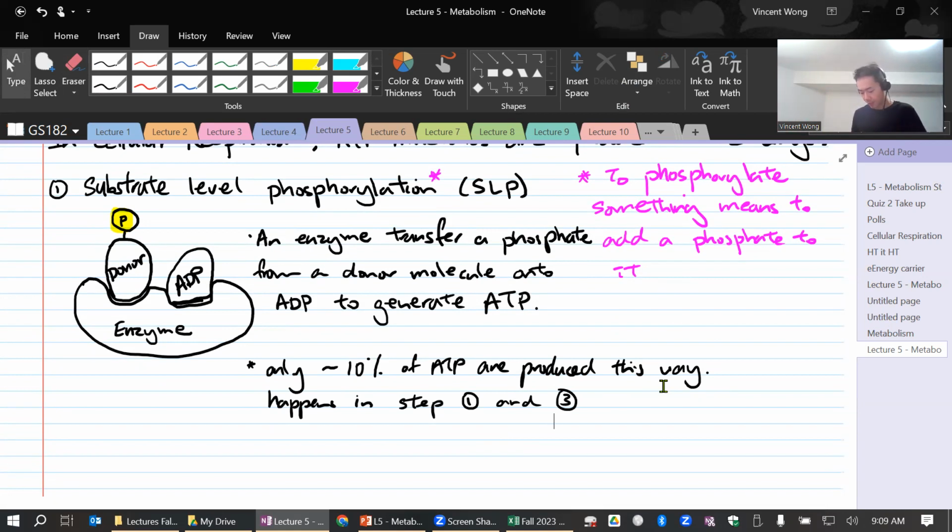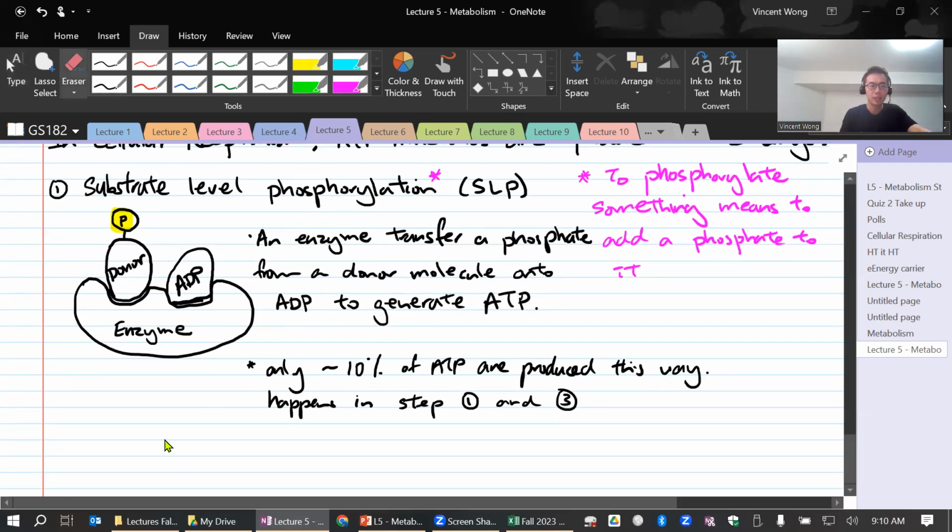Those are the stages where we will be using substrate level phosphorylation to make ATP. Again, only about 10% of the 36 ATP that we are going to produce is made using this method. So what's this method? Substrate level phosphorylation. That's right. That's the name of this method.